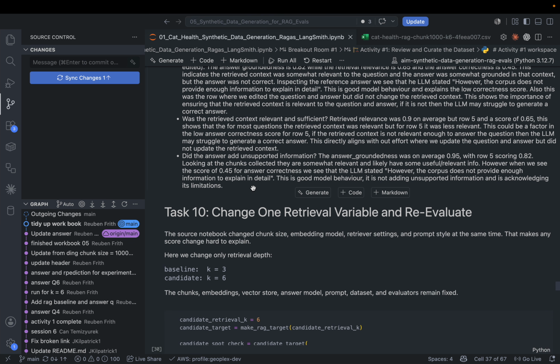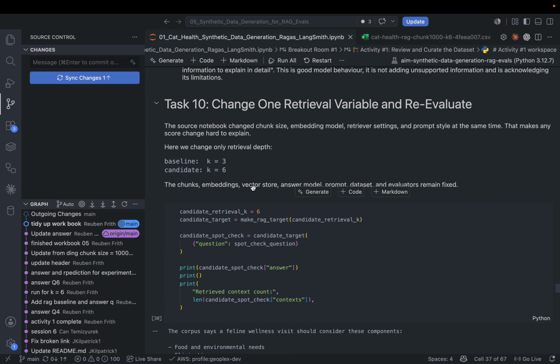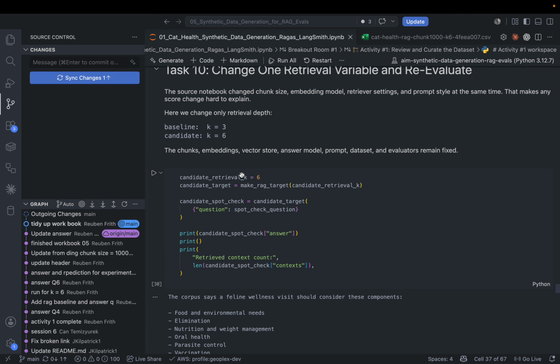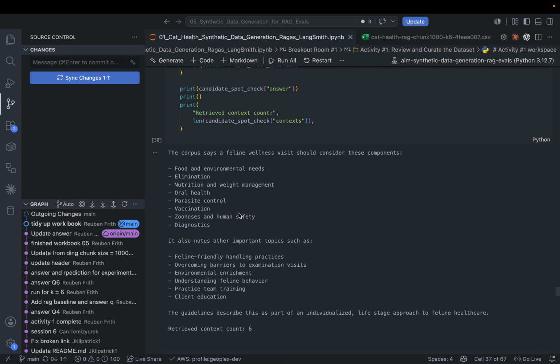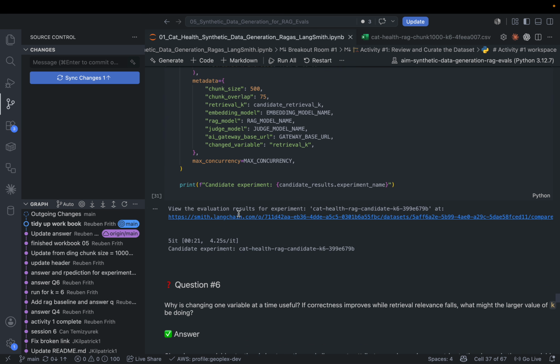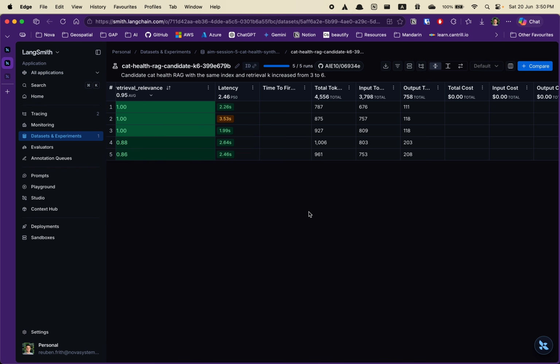But obviously things can be improved. In the next experiment that we performed, we increased k to 6. So rather than retrieving 3 top candidate chunks, we retrieved 6. So essentially more information is being passed into the LLM before it gives its final answer. And we can see those results here.